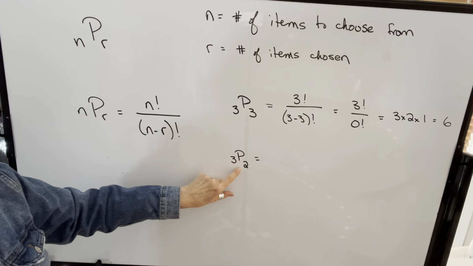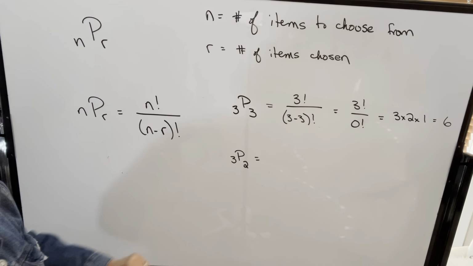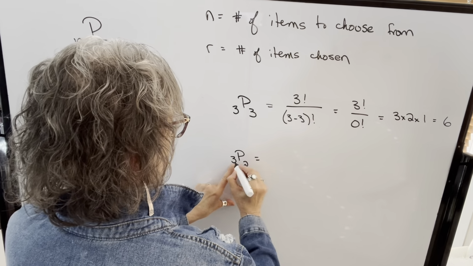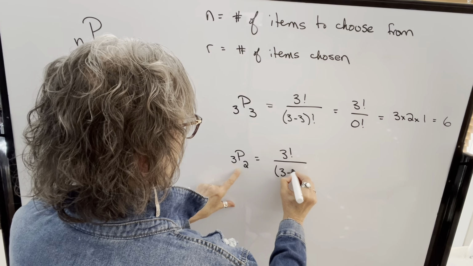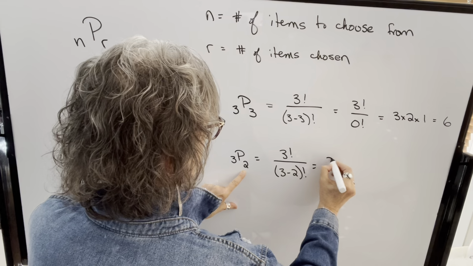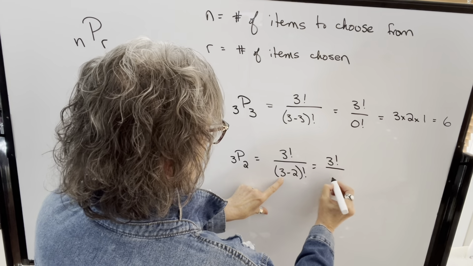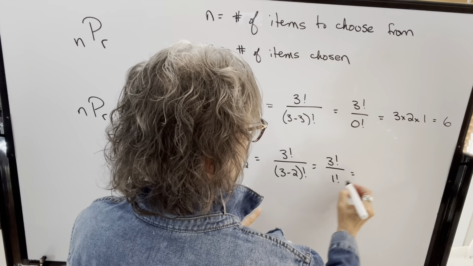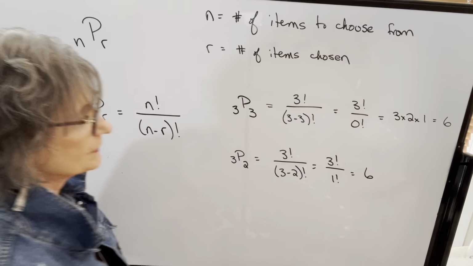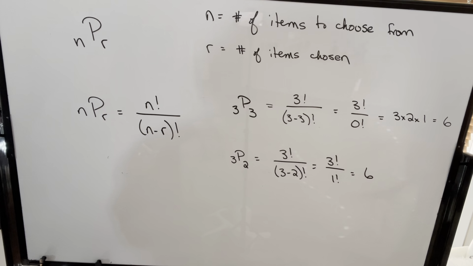Let's try the example where we were choosing 2 Skittles out of 3. So that's going to be N factorial over N minus R factorial, which is 1 factorial. 3 factorial we know is 6. 1 factorial is 1. So 6 divided by 1 is 6.